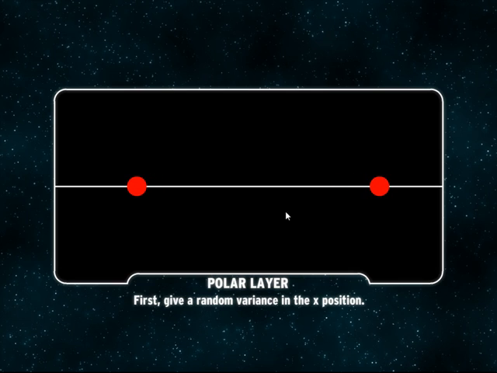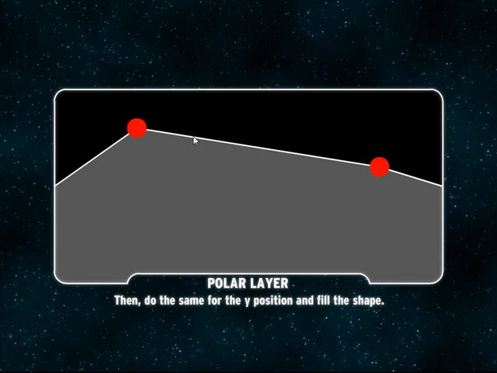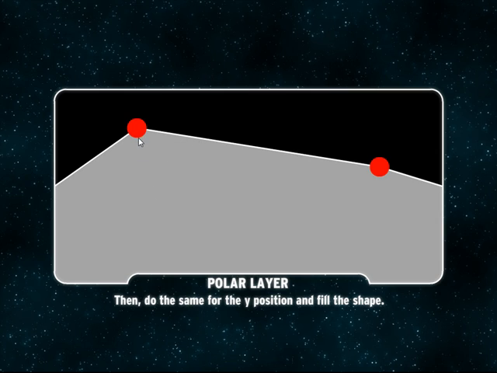So the first thing we're going to do is give those points a random variance in their x position. Before, if you were going to imagine 8 points across, they're all equidistant around. We're just going to give them a plus or minus 10% variance in their position. And then we're going to do the same thing for the y position, and we're going to fill the shape. So we give them a random variance in their y position, and then we can fill the shape, and already you see we have this big defined shape of what our continent's going to look like.